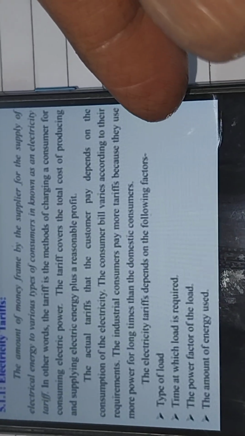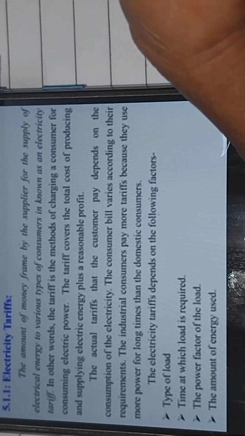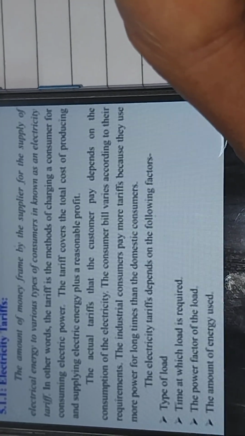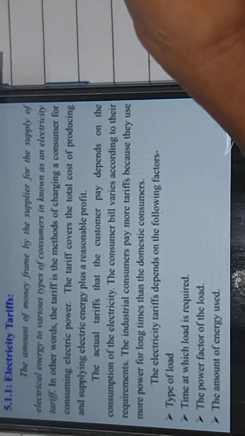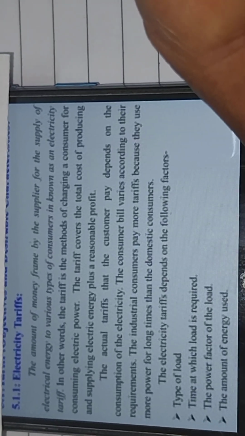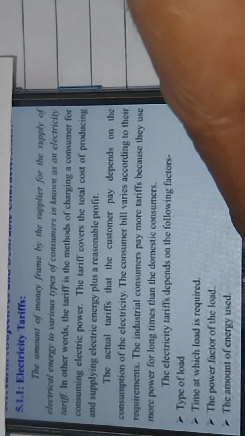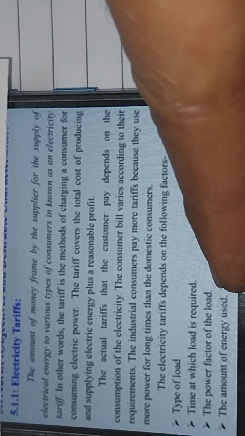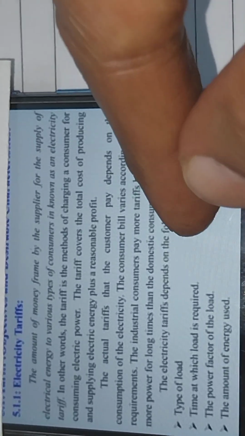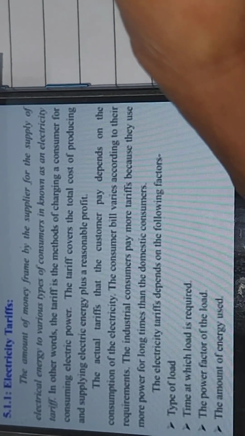Time at which the load is required. This is also known as time of the day tariff, in which during off-peak hours the tariffs are lower and in the morning or evening peak hours the tariff is higher. This is done to regulate the load and minimize the power load on generators during peak hours. The power factor of the load. Power factor tariff is a separate subject and I shall discuss it separately in this video.